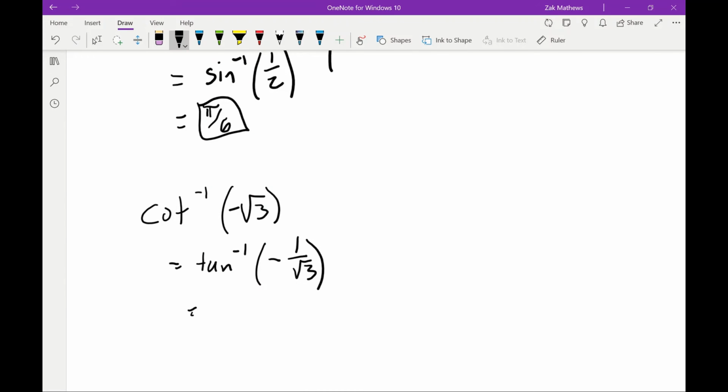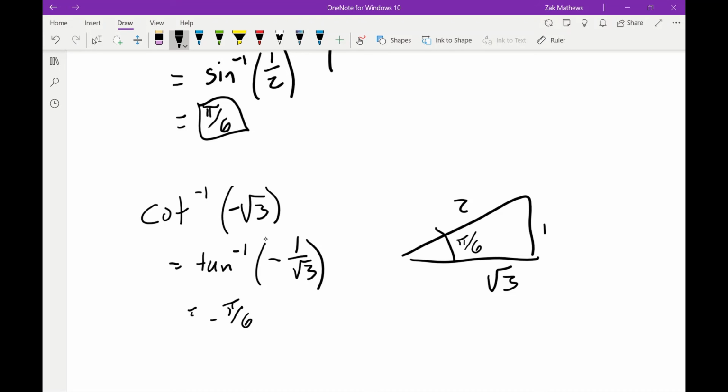And so then if I think about my special triangles, I know I've done this 1,000 times, but notice I'm still drawing out the triangle just to make sure that I get it right. So I want the 1 over root 3, that would mean I'm at the pi over 6 angle. Because it's a negative and its tangent, we would need to be in the 4th quadrant using that negative angle. So we'd have a negative pi over 6.